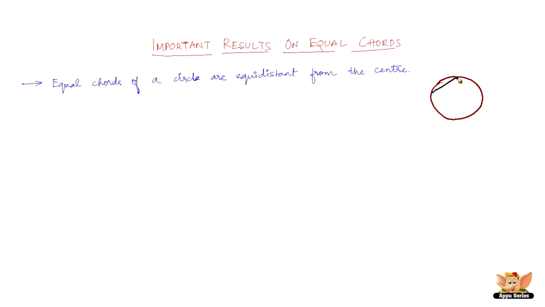So say let us have a chord AB and say let's have a chord CD. Now, these equal chords are equidistant from the center. This is the center. So the distance from the center to the chord CD is going to be equal to the distance from the center to the chord AB. So that is what the first property is all about. Let me repeat the property. Equal chords of a circle are equidistant from the center. So let's take it O.